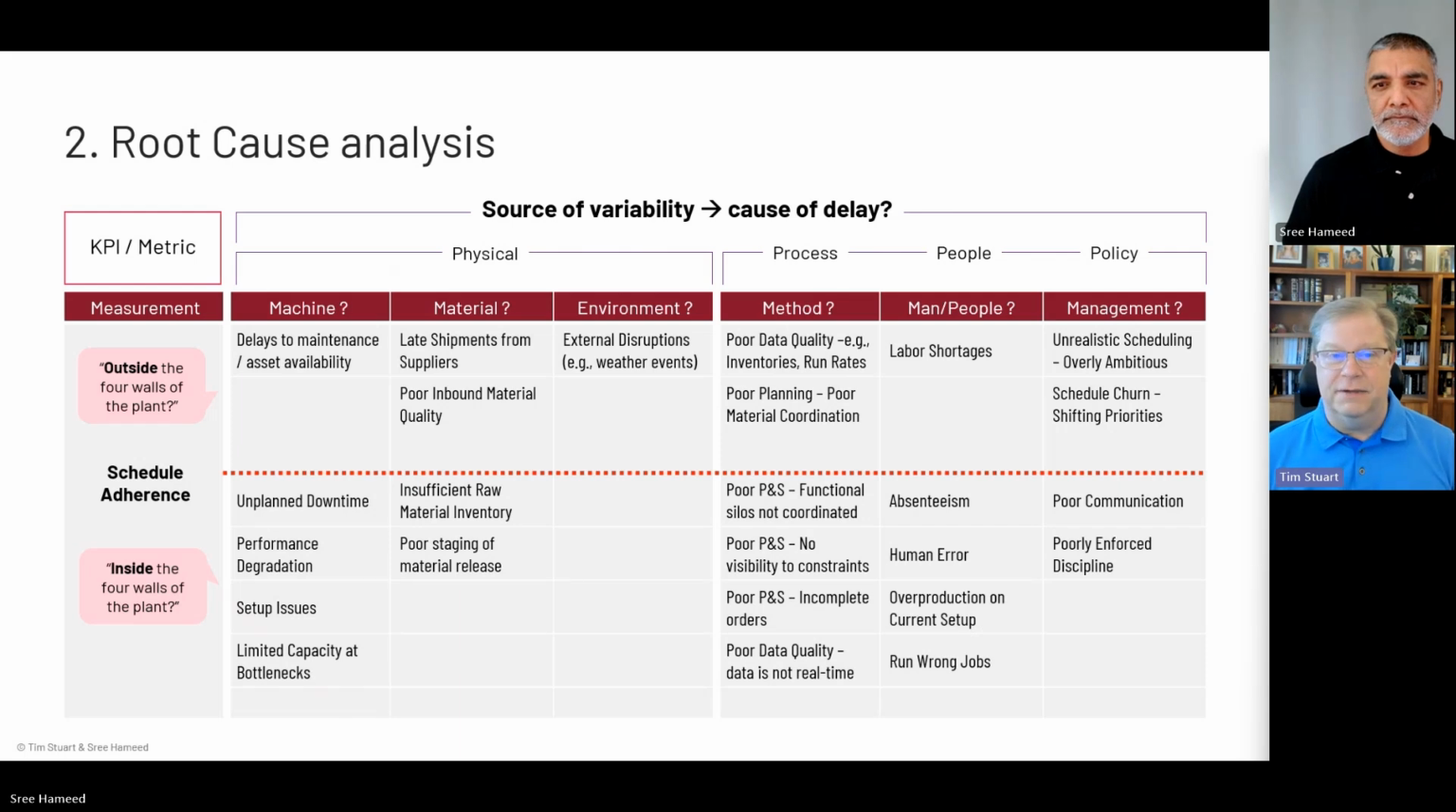Our goal with this table is to give you a checklist as a starting point for analysis. If you're seeing issues within your plant that aren't on this list, feel free to reach out to us and we can help diagnose what the actual issues are.